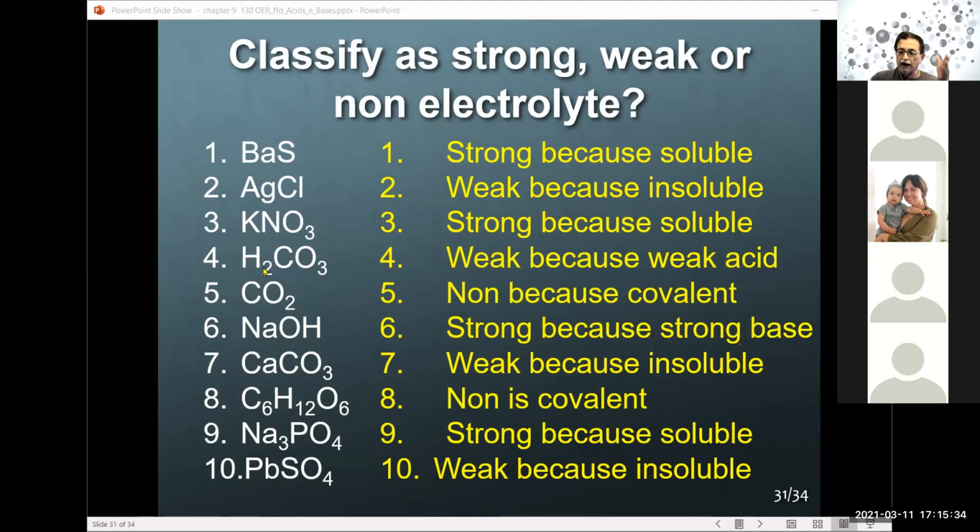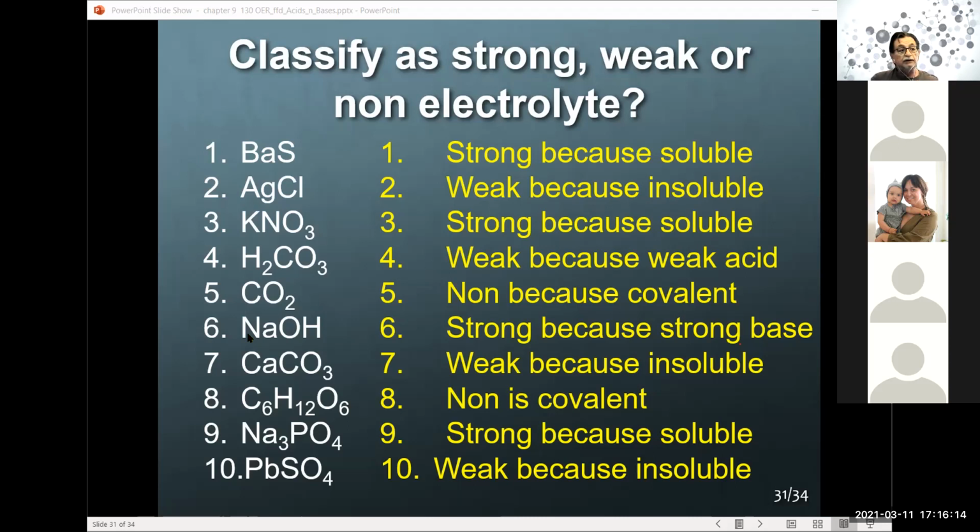H2CO3. The fact that hydrogen's written first and it's not H2O but the fact that it's something else, CO3, and you recognize CO3 as a carbonate, that tells you I got an acid here. And furthermore, is one of the acids that we said is a weak acid. Okay. Therefore, it's a weak electrolyte. CO2 is covalent. No charges involved here. Covalent compounds don't produce ions, so it is non-electrolyte.